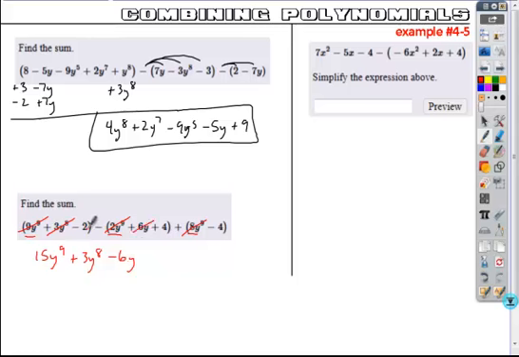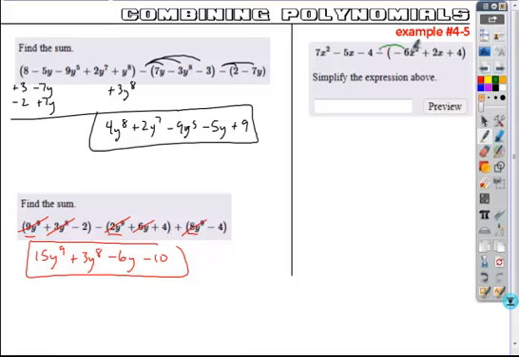And then my final term is my constant. I have a negative 2. Minus 4 gives me negative 6. Minus 4, again, gives me a negative 10. And so that would be my simplified form.